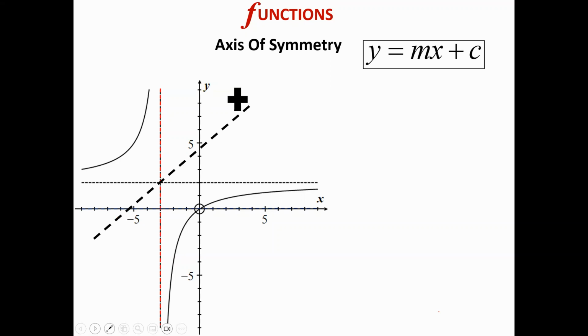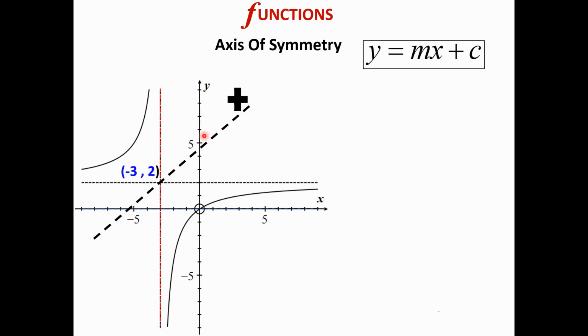Now that is a straight line. Therefore, the equation is y equals mx plus c. So the gradient, we can call this the increasing function, because from left to right, it's going up. Or we could say that this has a positive gradient. So if it has a positive gradient, we know that the gradient of this graph will always be positive 1.